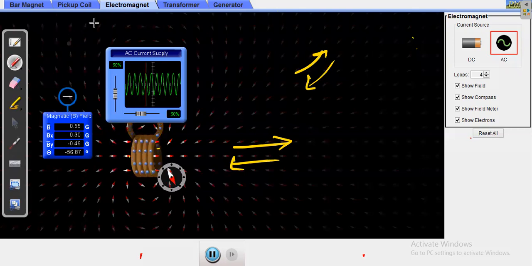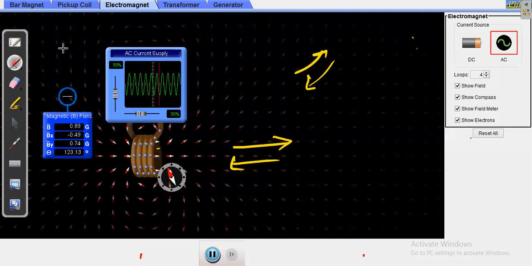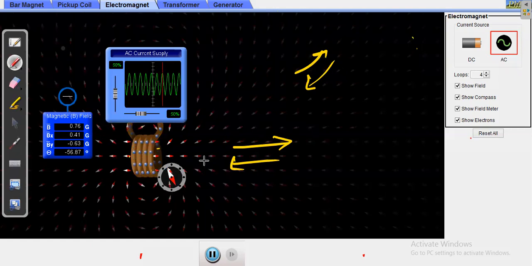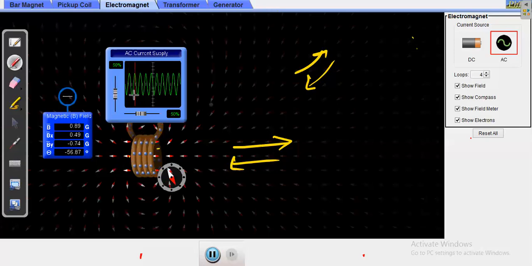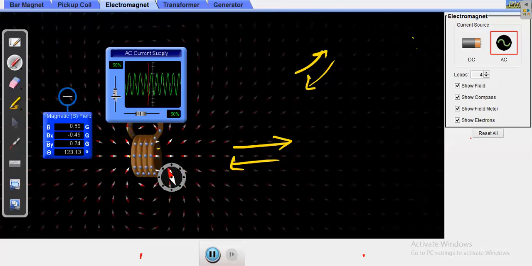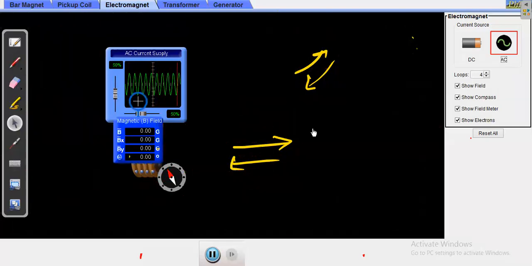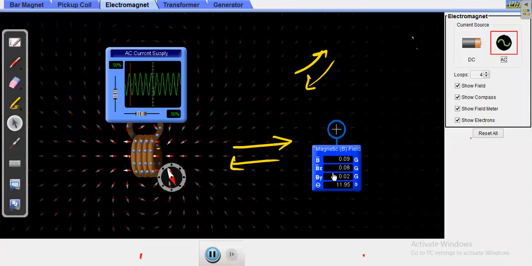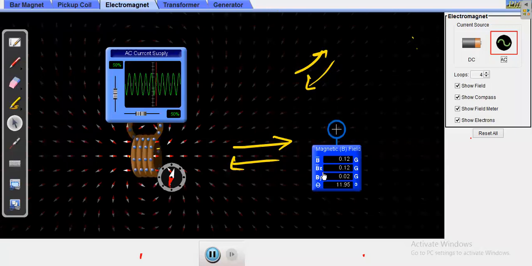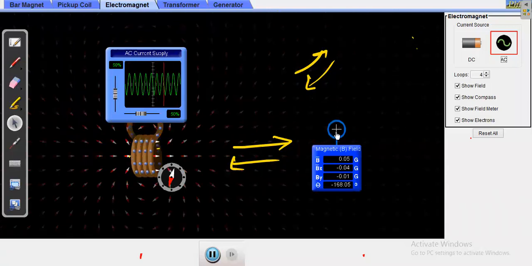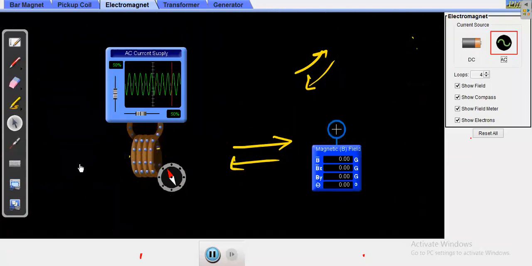So wherever in space, the magnetic field is always getting flipped because the direction of current is getting flipped. That's why the magnetic field's nature is also getting flipped. Now I will keep the meter here somewhere. If you see the meter reading properly, Bx goes negative, then positive, negative, positive. Similarly, this is also negative, positive. Like this, you can keep it anywhere.